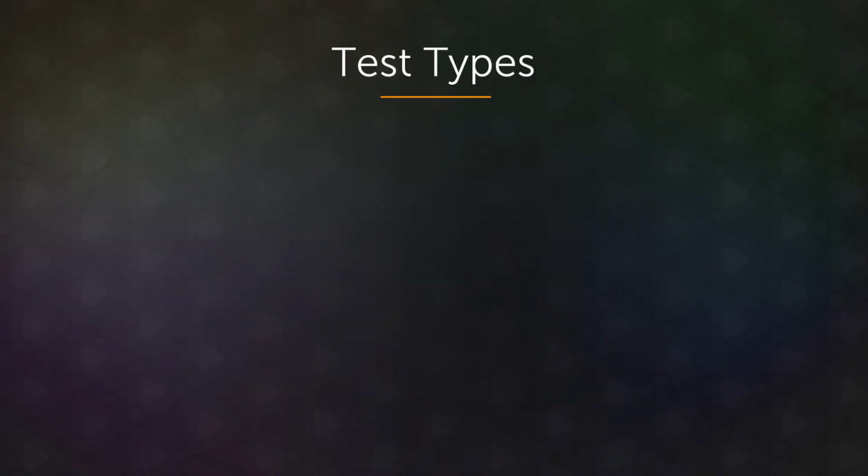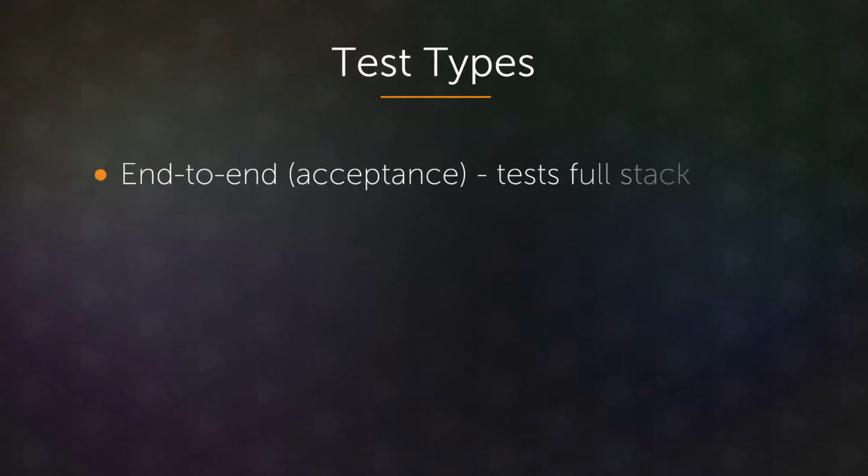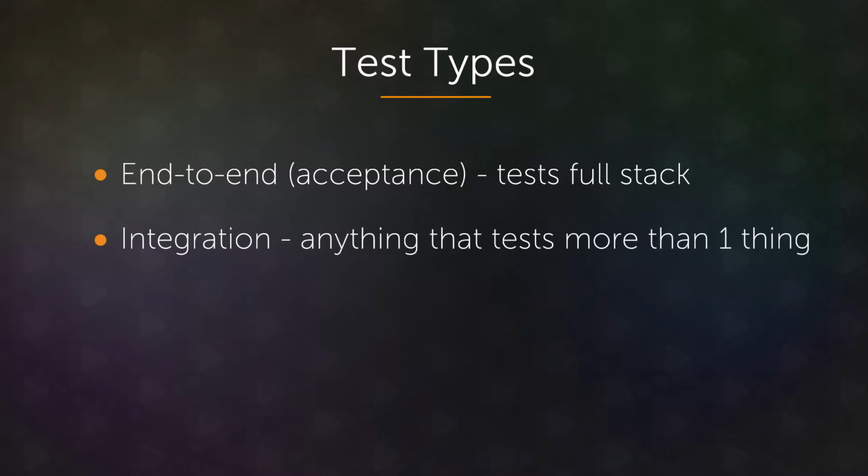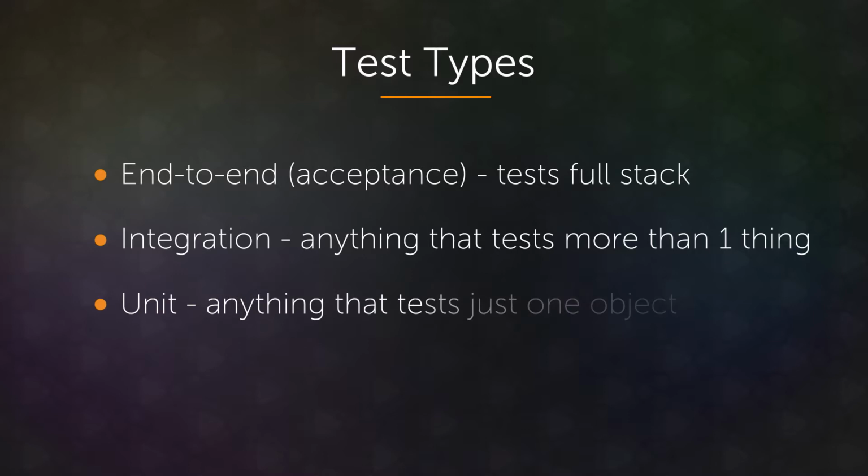Before we dig into the code, there are a couple types of tests, different levels of testing. We have end-to-end or acceptance tests, and these test the complete stack of your application. We have integration tests, and that's really anything that tests more than one thing at a time. And then you have unit tests, and these could test just single objects or single functions.